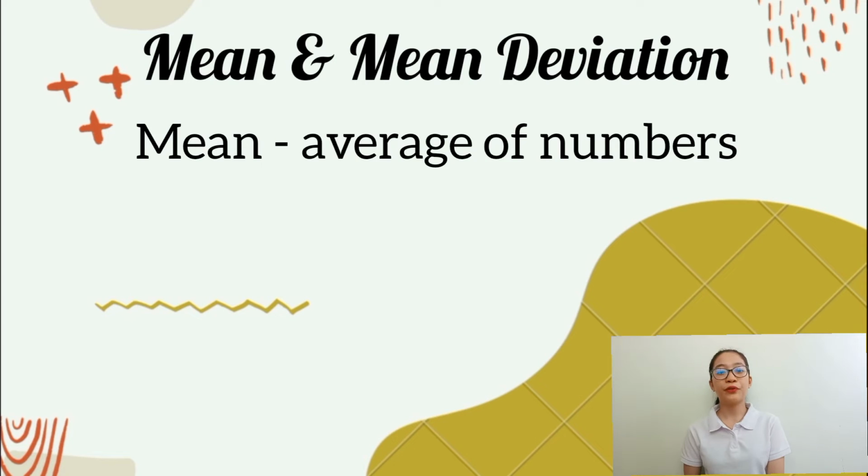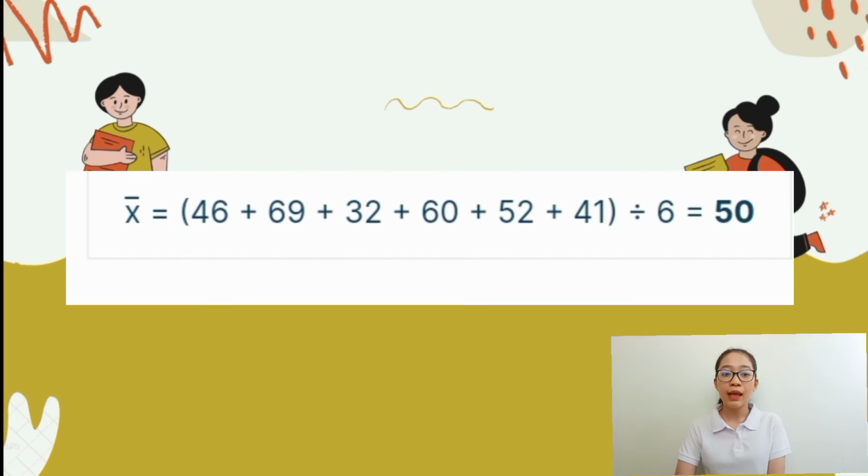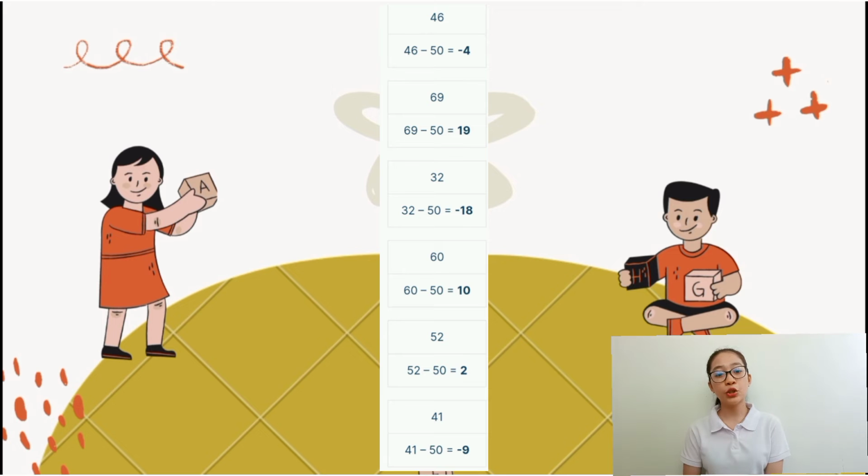The average of numbers is known as the mean, and the arithmetic mean of the absolute deviations of the observations from a measure of central tendency is known as the mean deviation. To find the mean, first add up all the scores, then divide by the number of scores. Second, find each score's deviation from the mean. Subtract the mean from each score. Since x is equal to 50, take away 50 from each score.